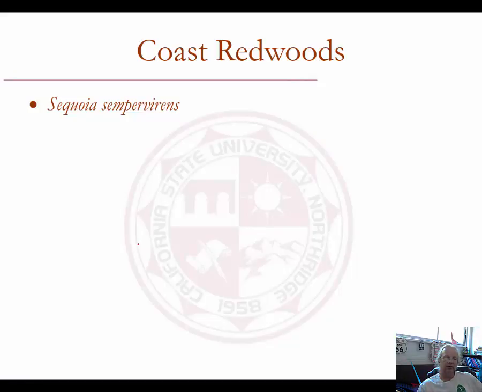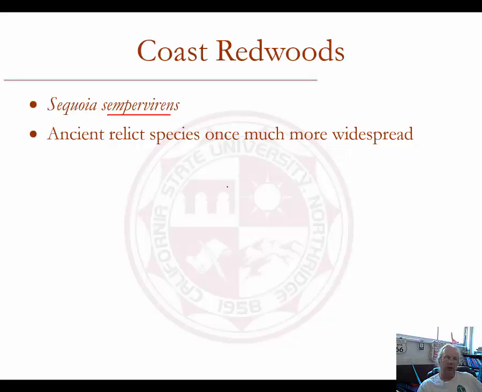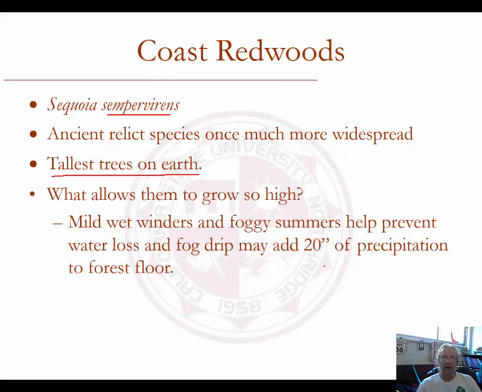The most famous of all those trees on the California coastline is the Sequoia sempervirens, or the coast redwood. These used to be a lot more widespread many, many years ago, and they are the tallest trees on Earth, reaching nearly 400 feet tall. That's taller than some industrial smokestacks, for example. They also grow very high, grow very long. It's because of the mild, wet winters, that's spelled incorrectly, and foggy summers.